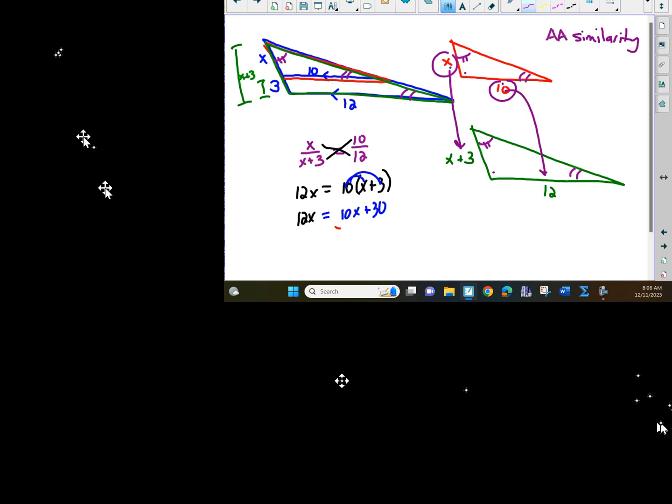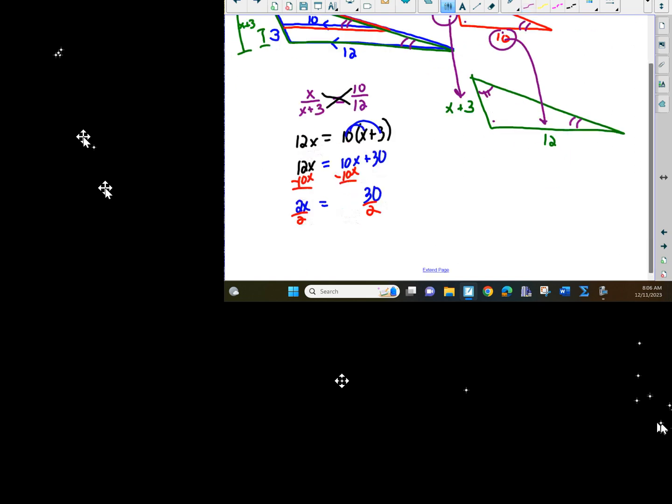Then we have our x's that we want to get together on the same side. So I would subtract 10x from both sides. I get 2x is going to equal 30. And if I divide by 2, I'm going to come up with x equal to 15.